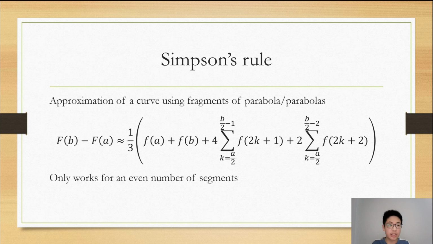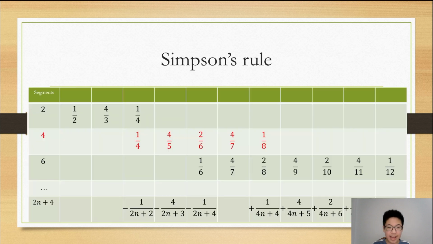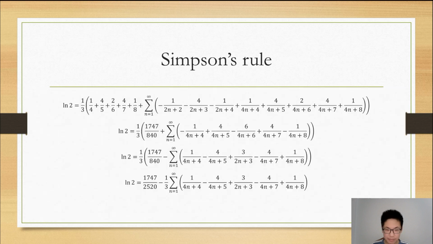Now, let's talk about another rule, Simpson's rule. It's an approximation of a curve using fragments of parabolas, and it only works for an even number of segments. As you can see here, with 4 segments it's perfectly fine, but if you go from 2 to 4 segments, it makes the formula. And then you have this utter mess of fractions at the bottom. And then I helped you simplify the entire barrage of fractions to a more manageable barrage of fractions.